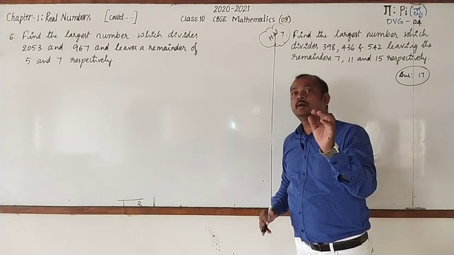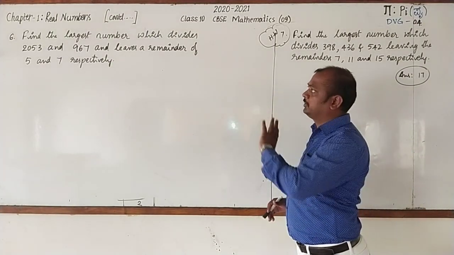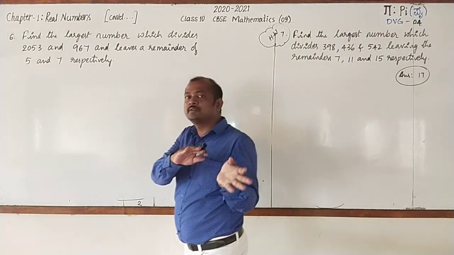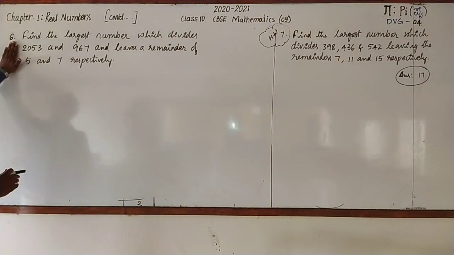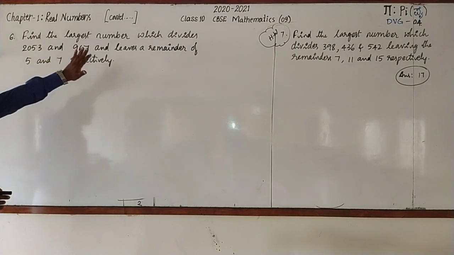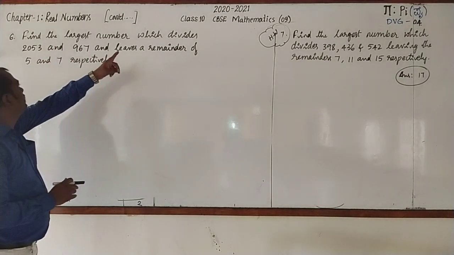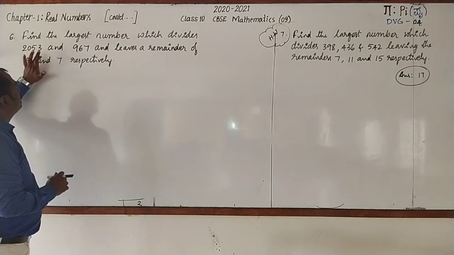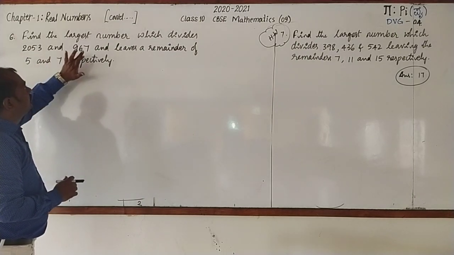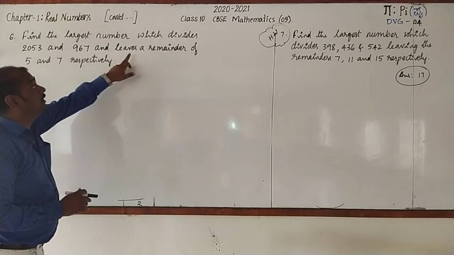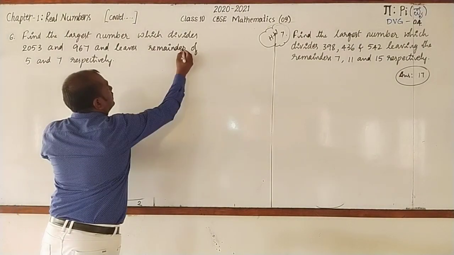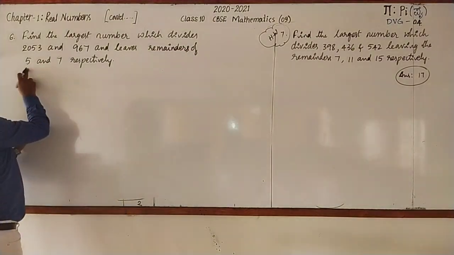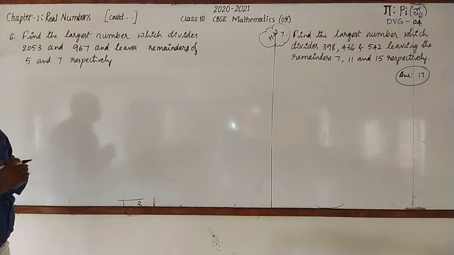Now we have another interesting type of problem which resembles the previous problem. Just observe. 6th one it is: find the largest number which divides 2053 and 967 and leaves the remainders 5 and 7 respectively.